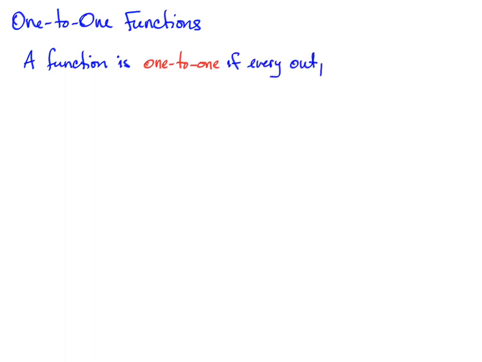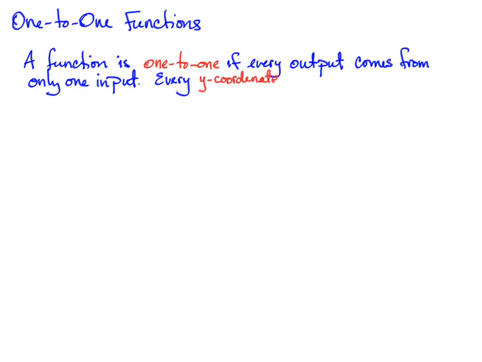So let's review what it means to be one-to-one. A function is one-to-one if every output of the function comes from exactly one input. And remember, a function is just a set of ordered pairs, right? So another way to say this is that every y-coordinate appears in only one ordered pair. So every y-coordinate has a unique x-coordinate that goes with it.